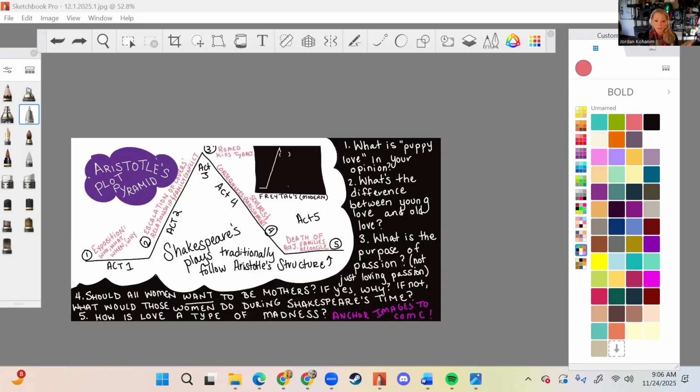Can you funnel it into something productive? Can you funnel it into art? Can you funnel it into your sport? Can you funnel it into something and take that passion that you feel and use it? And if you don't, what happens to it, right?